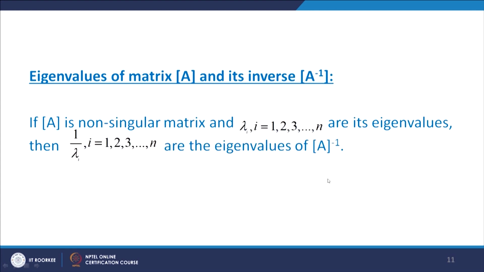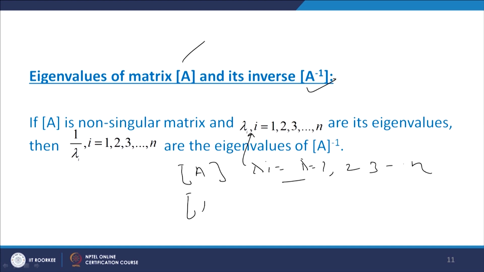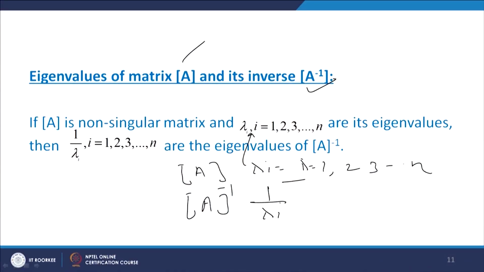Eigenvalues of matrix A and its inverse, that is A inverse. Suppose your matrix A has eigenvalues lambda i, where i equals 1, 2, 3 up to n, and if you make it A inverse, A inverse also has eigenvalues. In that case the eigenvalues are nothing but 1 upon lambda i, where i equals 1, 2, 3 up to n, that is this part.